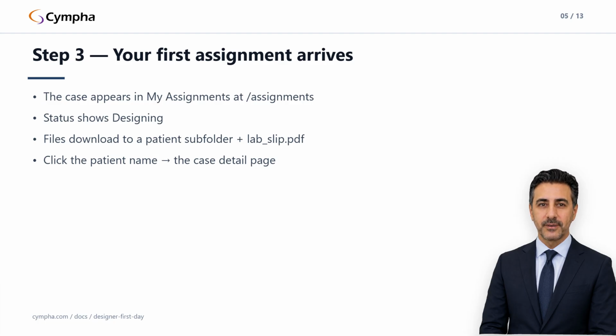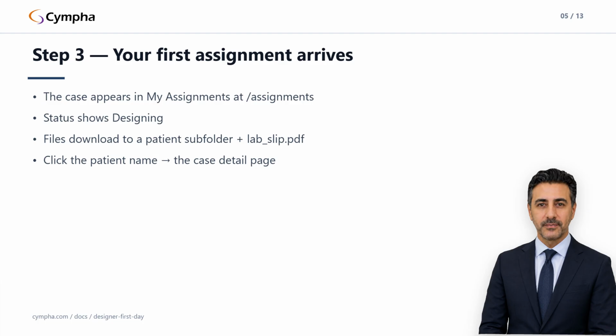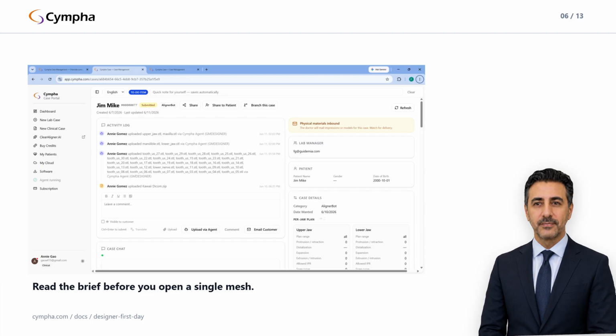The activity log tells you the case's history, which is useful when a case bounced through intake review or carries a back-and-forth story. The lab slip consolidates the whole order into one PDF with a download button if you want a paper copy at the bench. And the case chat is shared between you, the lab manager, and the case's doctor. If anything in the brief is ambiguous, ask there now before you start designing. A question in chat costs a minute. A wrong assumption costs a design round.